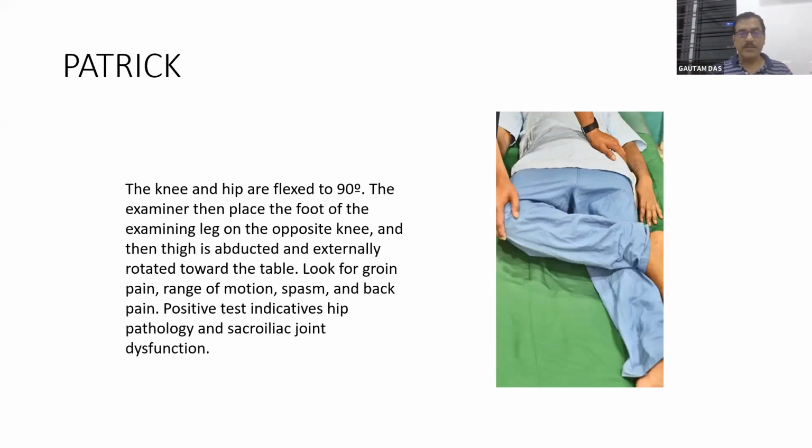Then comes your Patrick test. Patrick test is also called the FABER test. We discussed the Patrick test when we discussed the examination of the sacroiliac joint. So what we do here is flexion of the hip. FABER: F is flexion, AB means abduction, and ER is external rotation. Flexion, abduction and external rotation.